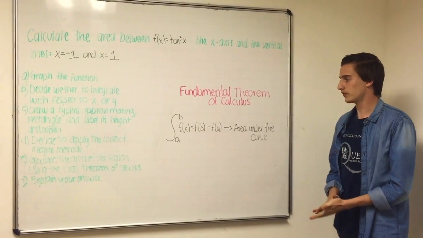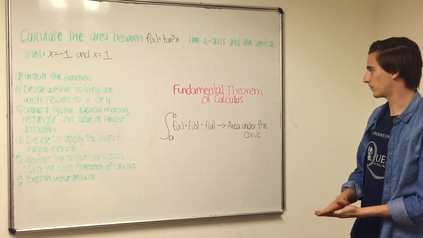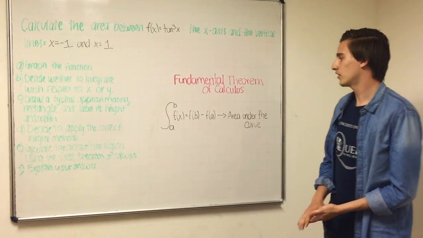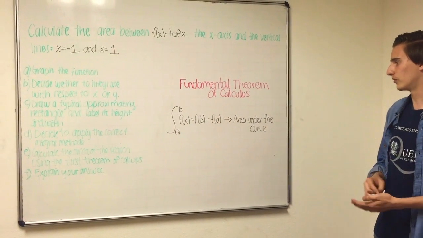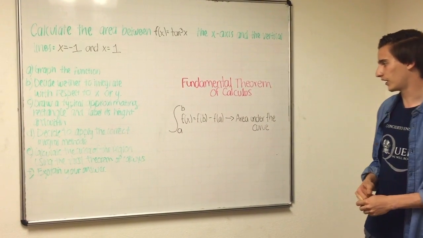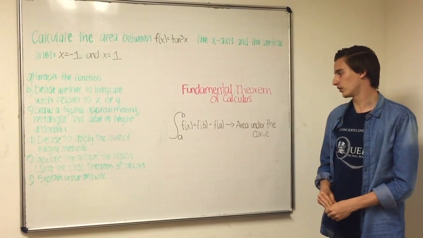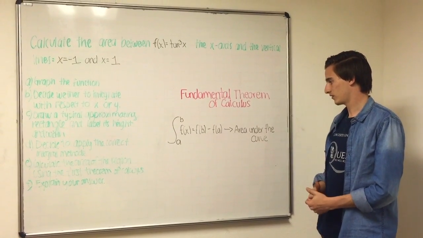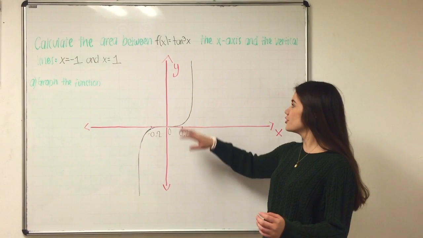To begin the project, it is important to know that we're going to use the fundamental theorem of calculus, which is the integral from a to b of f of x equals F of b minus F of a. And this theorem is useful in terms of calculating the area under the curve. This is our first step, that is the graph of the function.